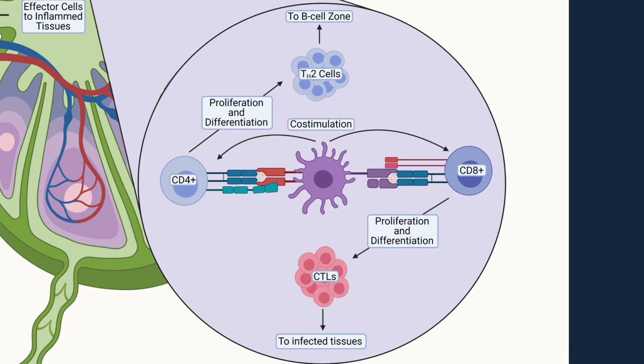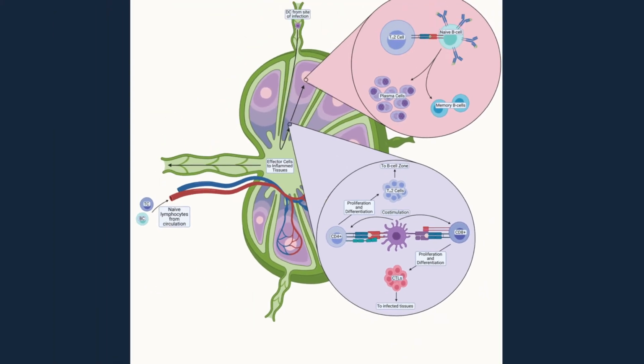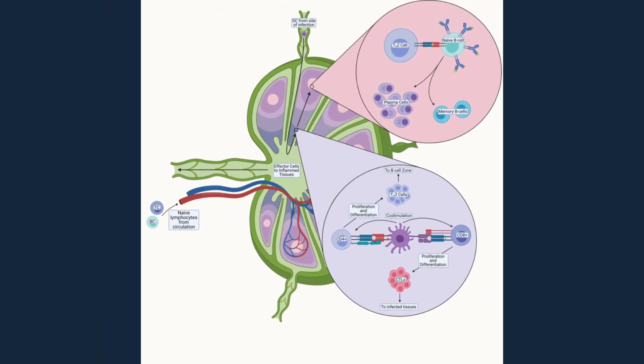MHC1 will trigger a CD8 positive T cell to differentiate into a cytotoxic lymphocyte and proliferate. MHC2 will trigger a CD4 positive T cell to proliferate and differentiate into Th2 cells. Very few Th1 cells will be produced during a viral response due to the cytokine profile. The effector cytotoxic lymphocyte will exit the lymph node through the efferent vessel and travel to the site of infection.